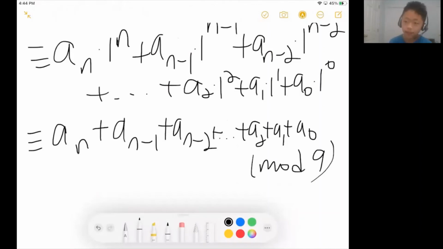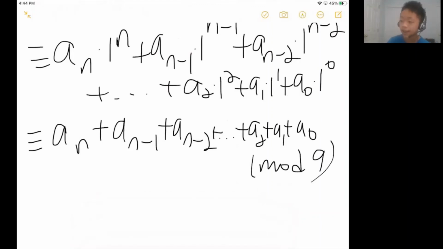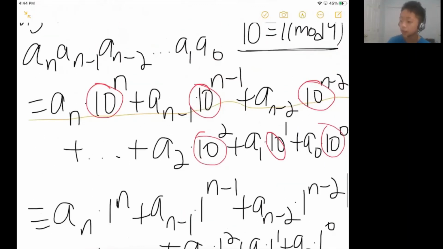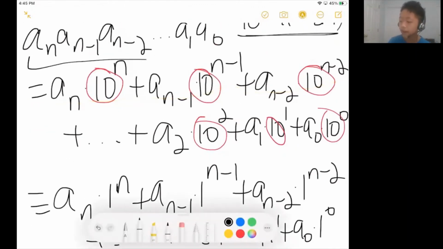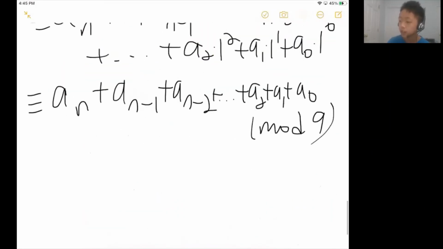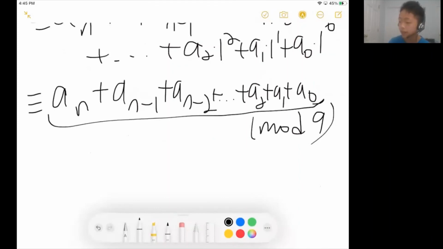And this finishes the proof, because we see that this original number, a_n, a_(n-1) all the way down to a_1, a_0, is congruent to just the sum of the digits. And this number here is the sum of the digits of the original number, modulo 9. So that explains why, when we want to determine whether or not a number is divisible by 9, we can just take the sum of the digits, take that modulo 9 instead, and see if that works out.